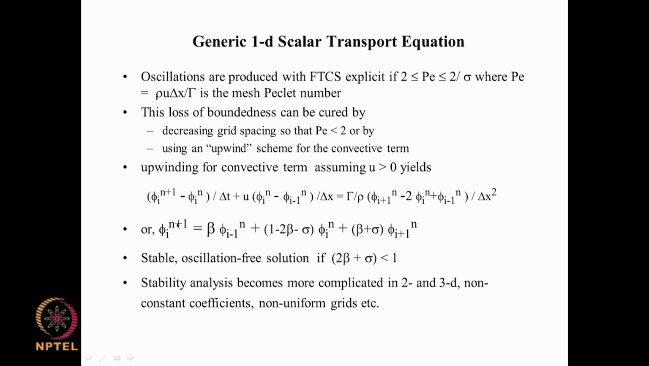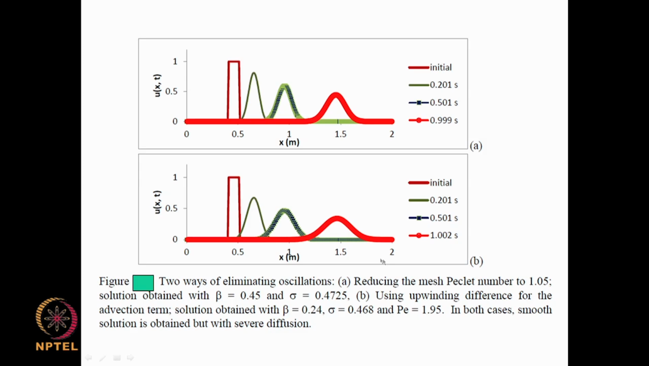So, you have phi I n plus 1 given as a positive coefficient times this plus another positive coefficient times this plus another positive coefficient times this. So, when you have an expression like this where phi n plus 1 is given in terms of positive coefficients times the cell values, when all the coefficients are always positive, we can be sure that we will not get an oscillatory solution, where an oscillatory solution is not expected. So, we can get an oscillation free solution for 2 beta plus sigma less than 1, and so that is what we are seeing here.